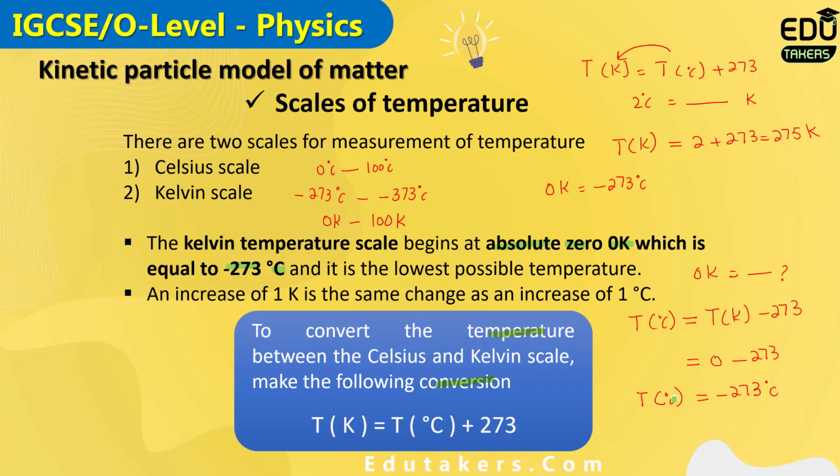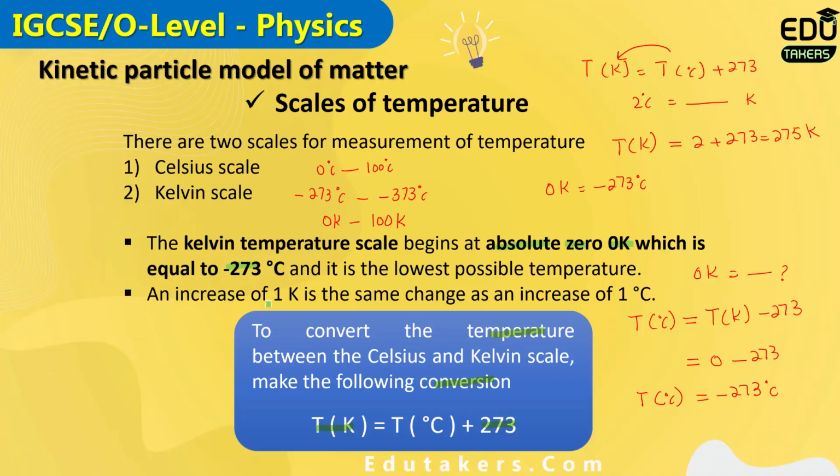So see here, when I want to make the conversion from Kelvin to the Celsius scale, I subtract 273 from the given temperature value. But if the temperature is given in degrees C and you want to convert it into Kelvin, then you have to add a factor of 273 to the given temperature value. So the same thing is given here. Temperature in Kelvin is equal to temperature in degrees C plus 273.